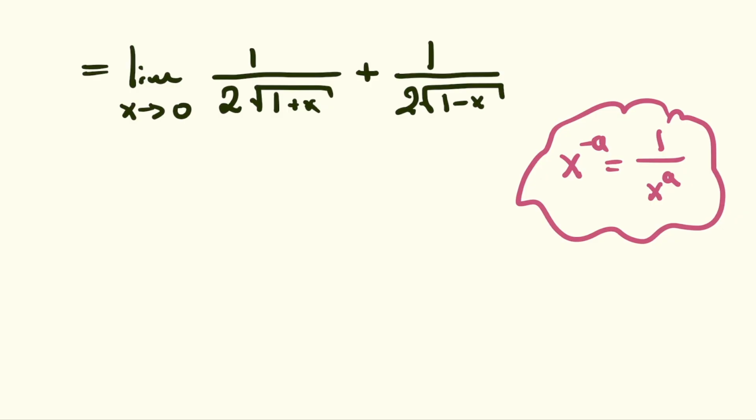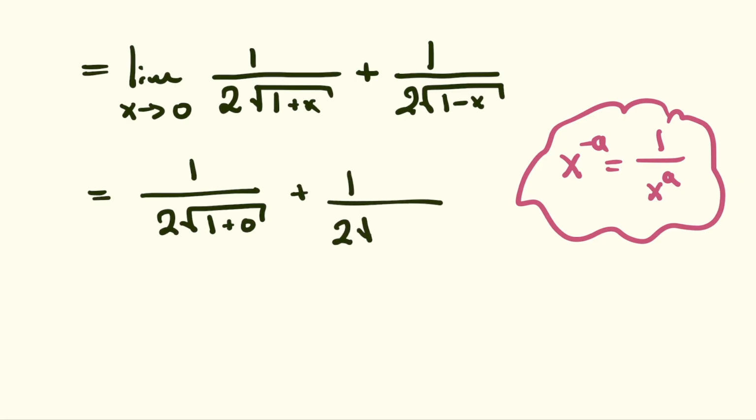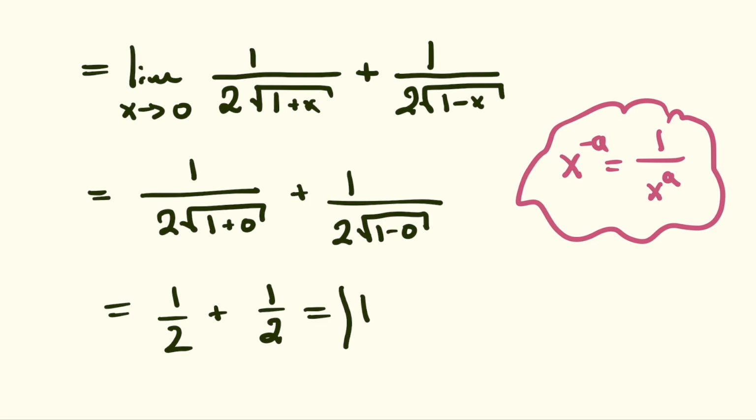And now, once again, we can plug in our limit. We want to get this to 0, so 1 over 2 square root of 1 plus 0, plus 1 over 2 square root of 1 minus 0. So this is going to give us 1/2 plus 1/2, because the square root of 1 is equal to 1. And our solution is 1.